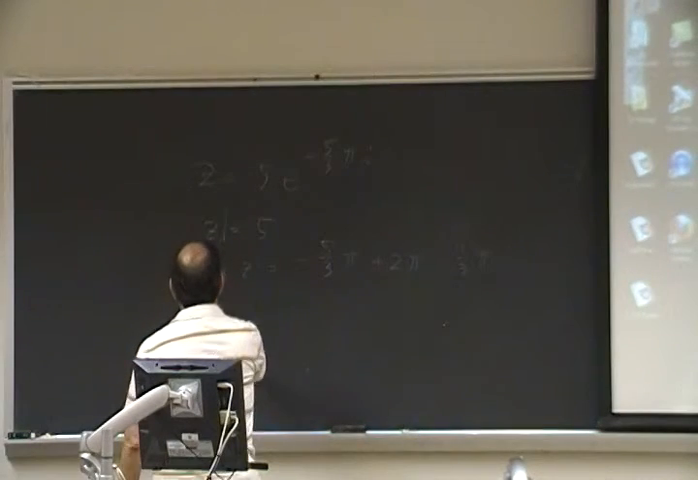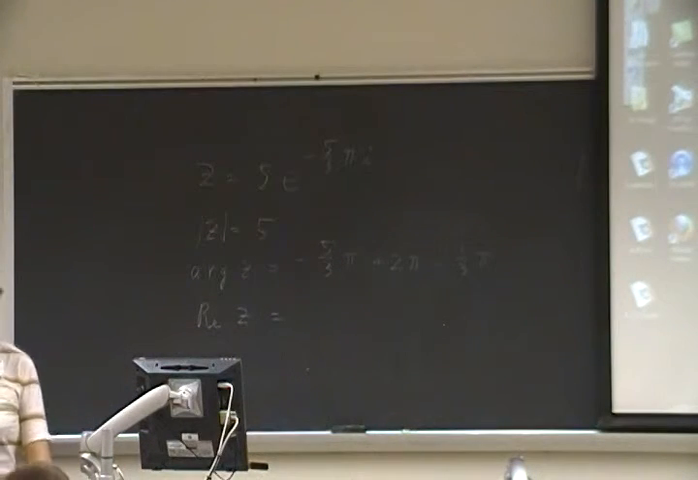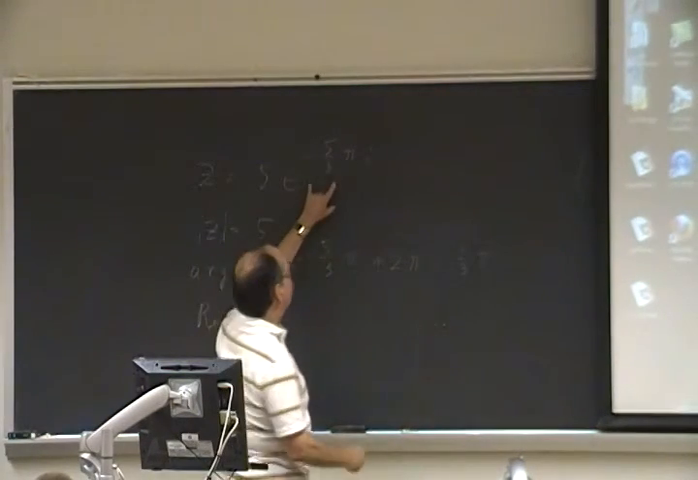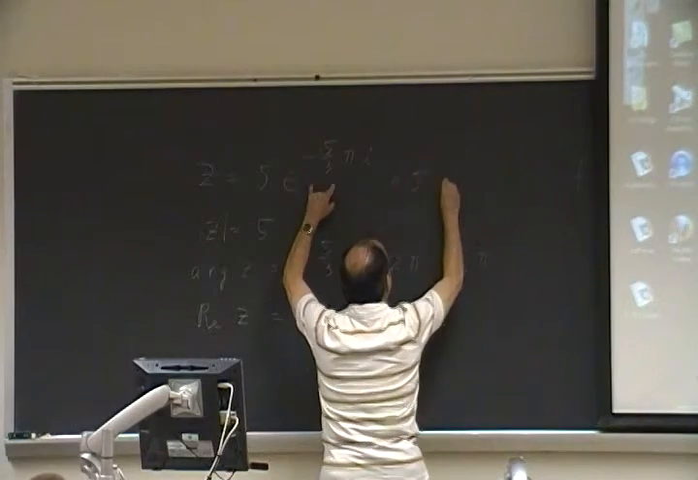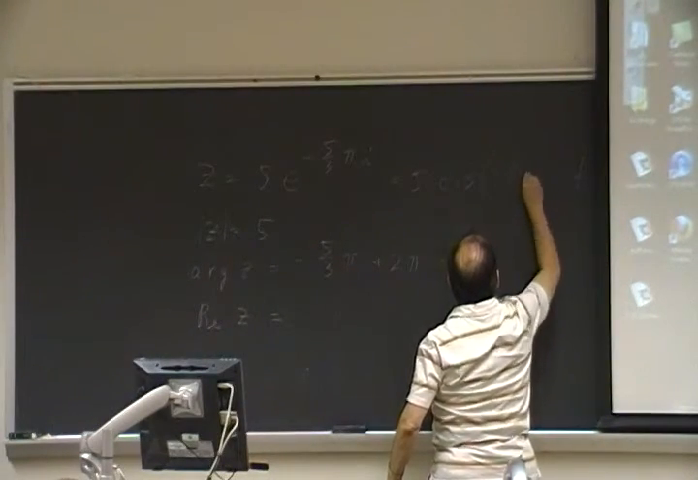Okay. Next, the real part of z. What is the real part of z? I don't need it simplified. 5e to the power of minus 5/3 pi i. What's another name for that? 5 cis of minus 5/3 pi.